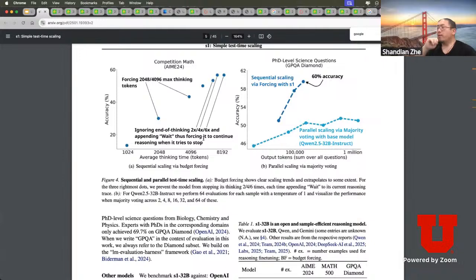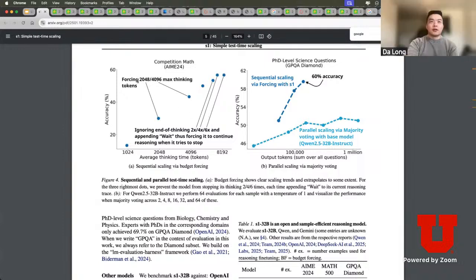That means their prompting is a kind of dynamic process, right? You see some results and say wait, which prompts the model to generate more, and if it is over the budget, you say the final answer is, and the model will give you a final answer. Here they force a maximum of 2048 thinking tokens, and this is with more tokens.